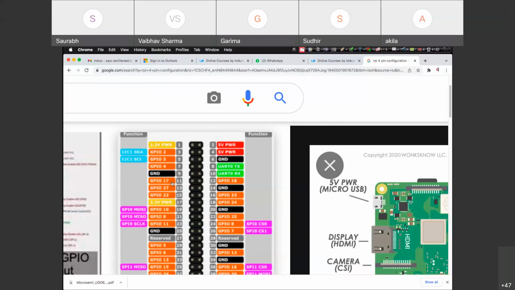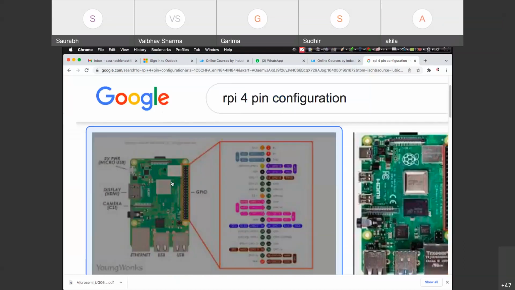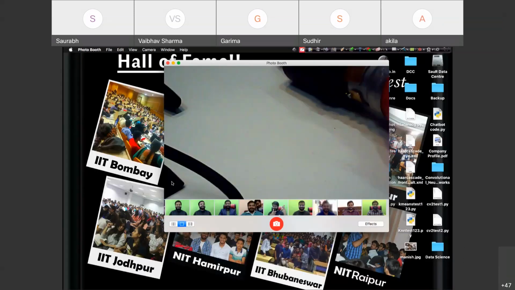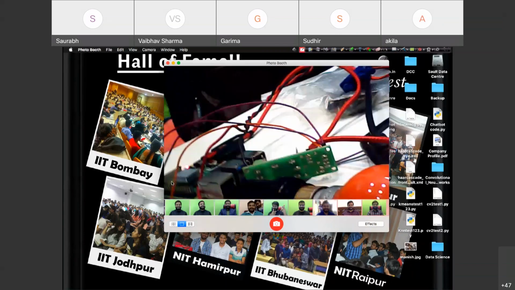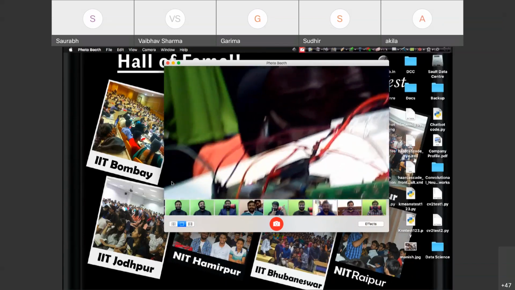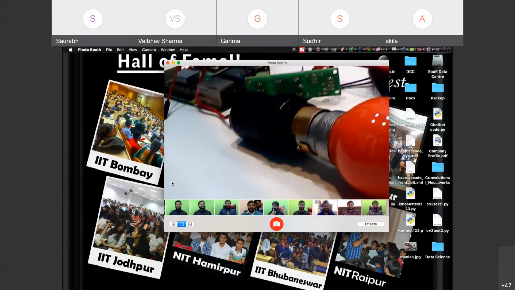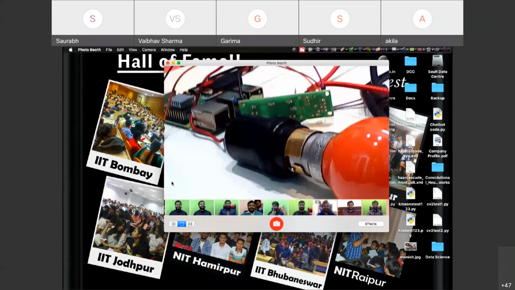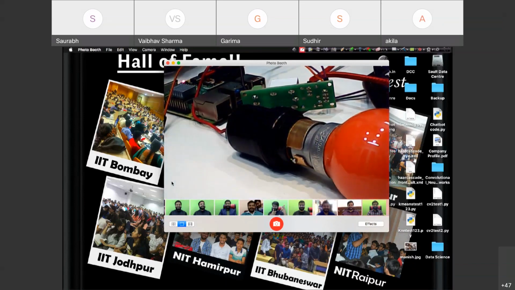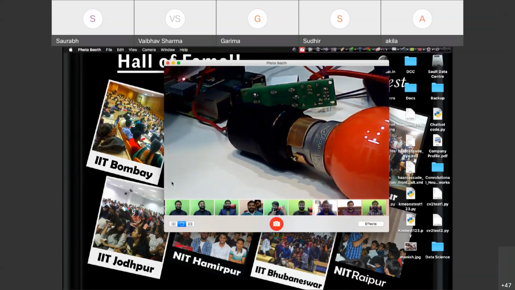So let me use pin number 11 for output. I'm just connecting it here also, you can see. Just connecting the ground also.